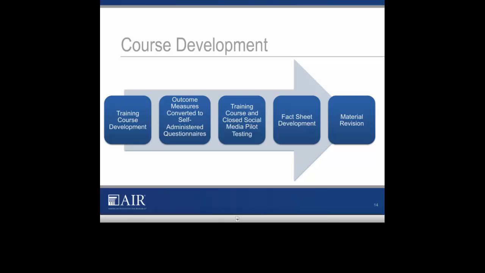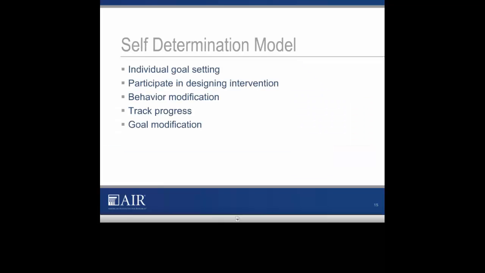For our self-paced course, we're going to be using the self-determination model of learning, mainly because it's been shown to improve self-efficacy among individuals with disabilities. Some of the main portions of this model that we think fit really well with our training include individual goal setting based on the user's interests, abilities, and needs. They'll then participate meaningfully in the design of the interventions if we include stakeholders in that. And then as they move through the training, they'll be able to implement strategies that help them modify their own behavior.